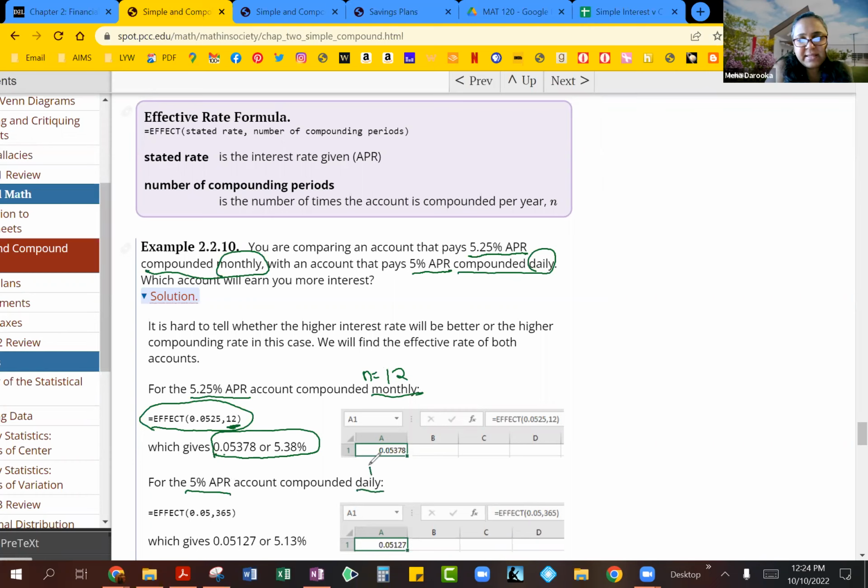And if it is compounded daily, then of course your n is 365. So now 5% would become 0.05, 365 for the second argument in the EFFECT formula. And you can see this one comes out to be 5.13%. So even though you have a higher compounding period, because this is daily compared to monthly, because you did start out with a slightly higher interest rate with the compounded monthly of 5.25, that one actually keeps its higher status. And you can see at 5.38 compared to 5.13, this one, of course, is going to be a better rate that we would want to invest at.